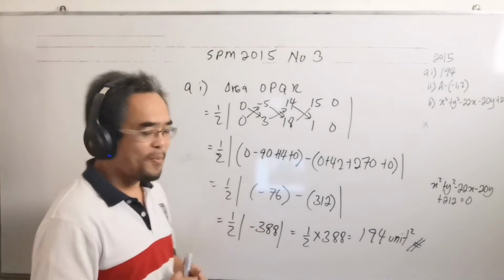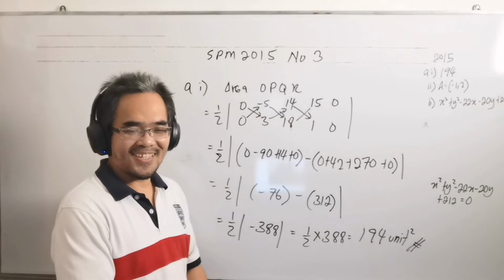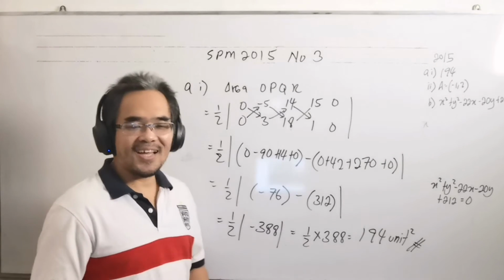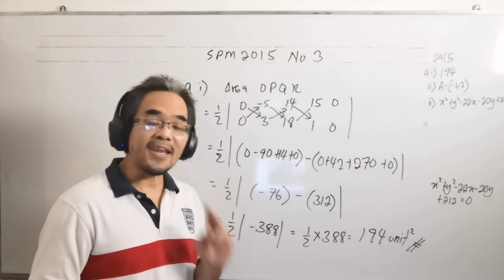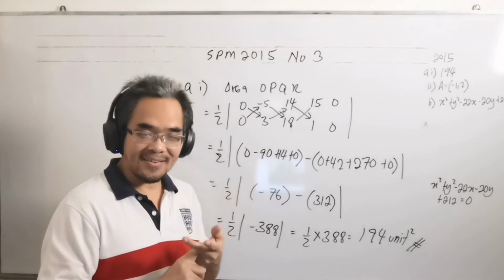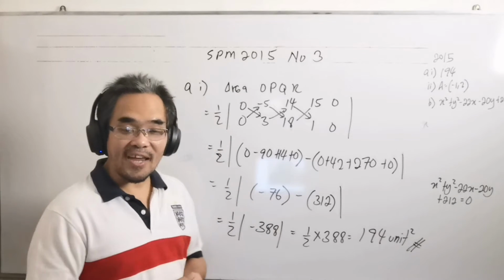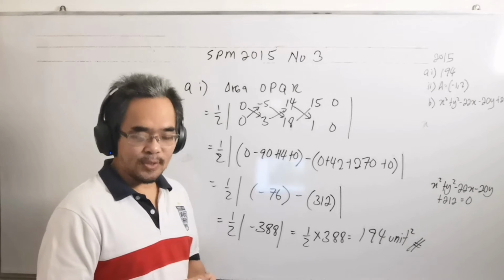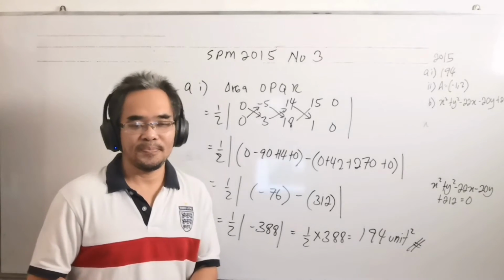Okay, what was your mistake? Aha, okay, so if you don't include the 0, 0, then you have the area of only PQR. That is a triangle, not a quadrilateral. So they're asking for OPQR, so include all of them.